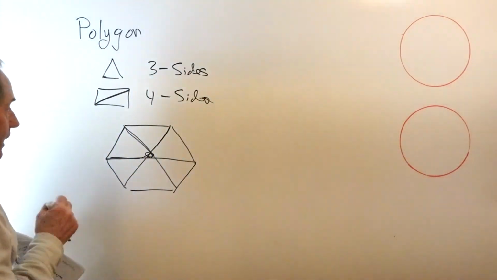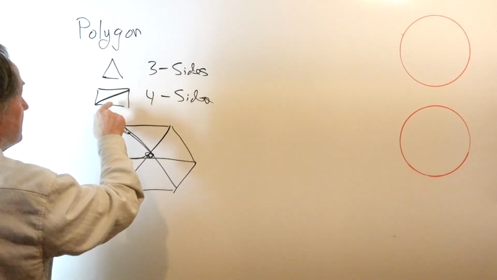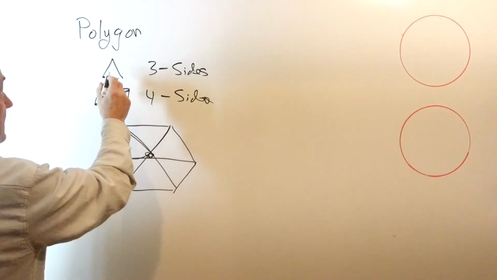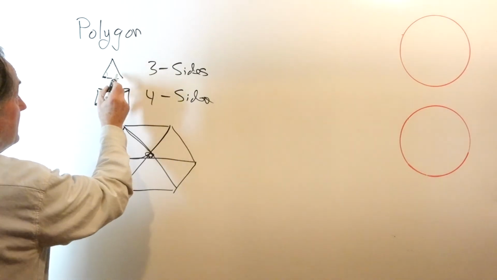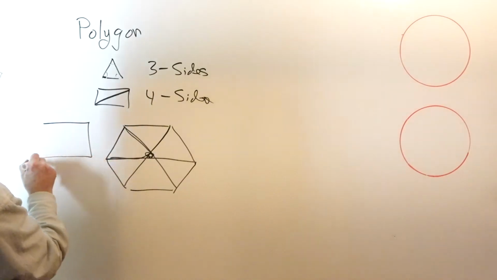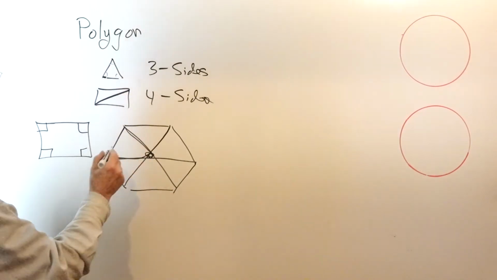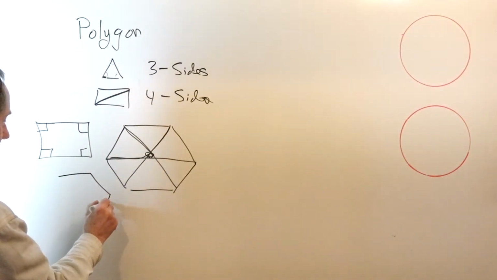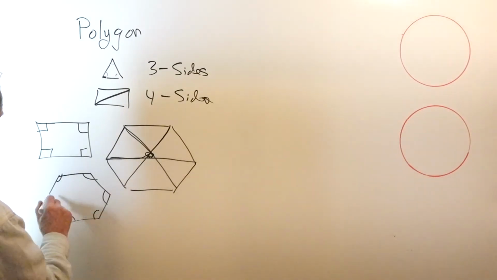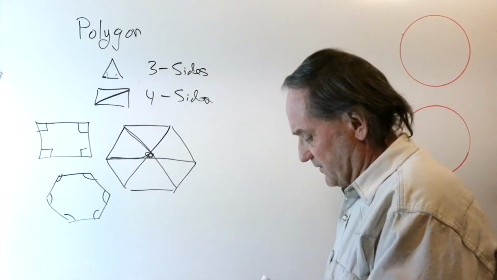Now, we have interior angles, angles that are on the inside, and the number of interior angles is equal to the number of sides. Like with a triangle, you have 3 sides, you have 3 interior angles. With a rectangle, you have 4 angles, and with the hexagon, you have 1, 2, 3, 4, 5, 6. 6 sides, 6 interior angles. So you have as many angles as you have sides.